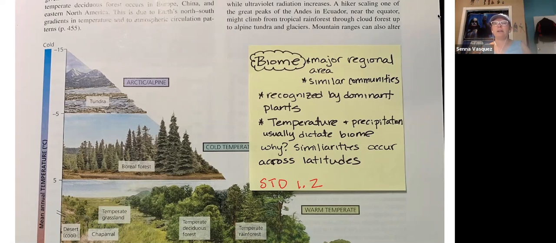A biome is often recognized by its dominant plant species. Of course, animals live there, but typically we define it by the plant species. We also typically define it by the temperature of the area and the precipitation, so those two things really dictate the name of the biome. That's because you'll have similar temperatures and similar rainfall patterns. I'm not saying it's set in stone, but you're going to see similar patterns across latitudes, above the equator and below the equator.